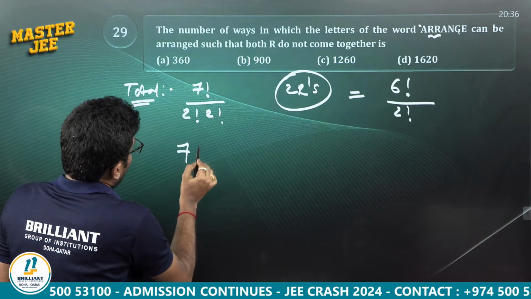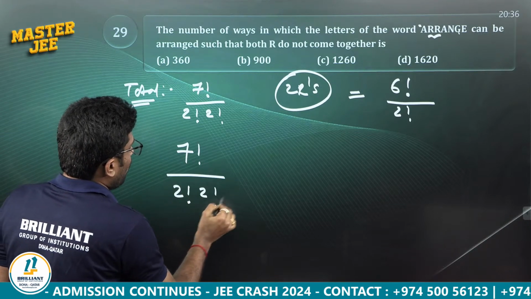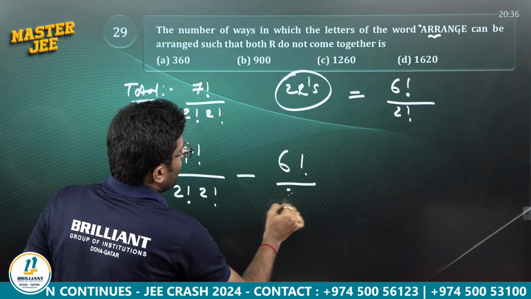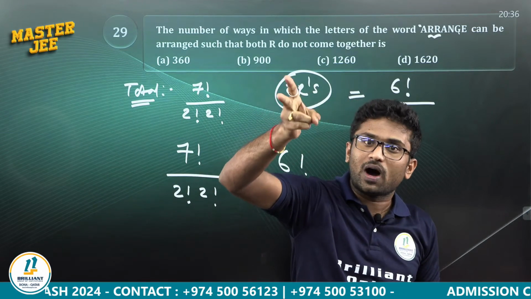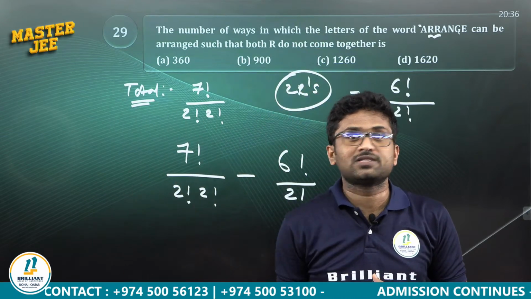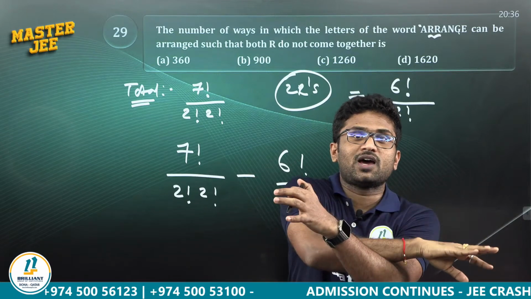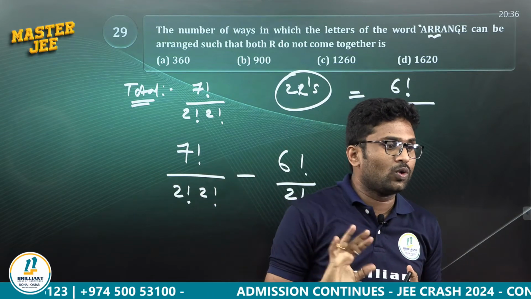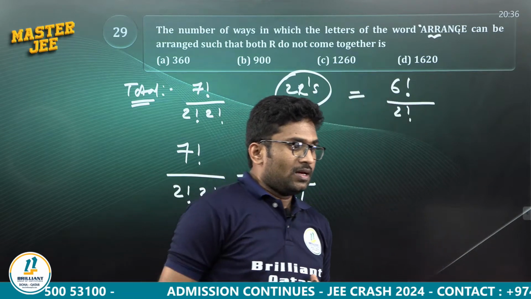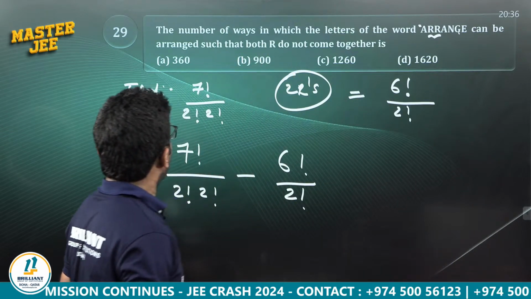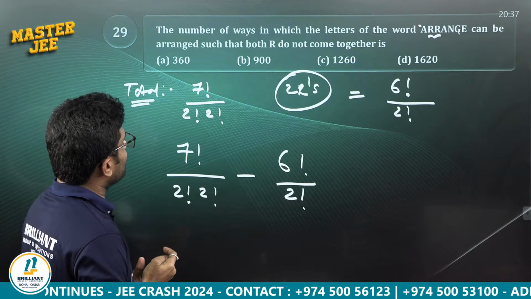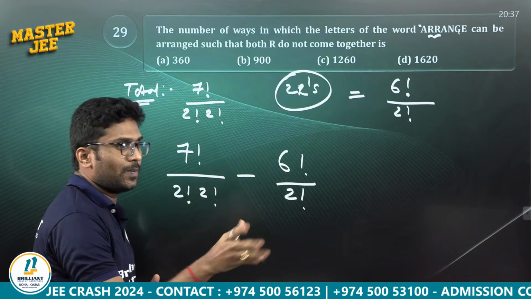So my required answer will be 7 factorial divided by 2 factorial into 2 factorial, minus 6 factorial divided by 2 factorial only. You might be having a doubt, sir, these 2 R's themselves can be arranged in 2 factorial ways. No, they are identical R's, so whether you write the first R or second R, that won't make any difference at all. Guys, is this clear? So just simplify, you will get it.